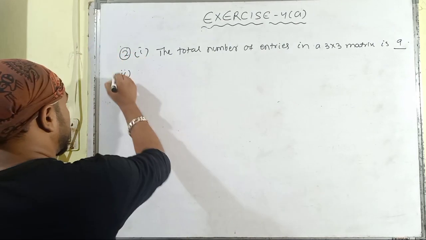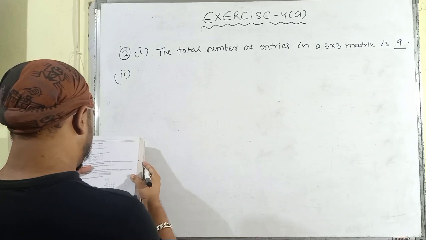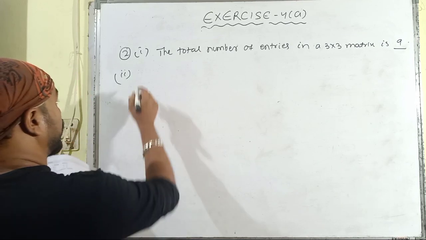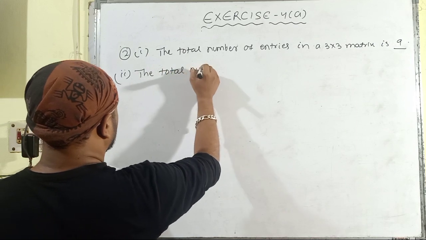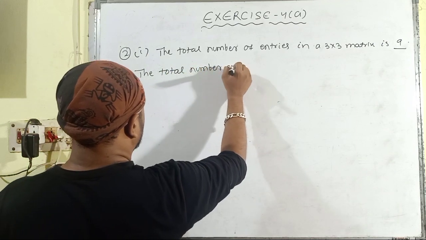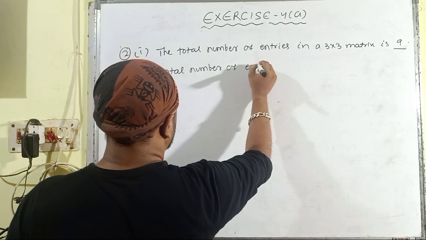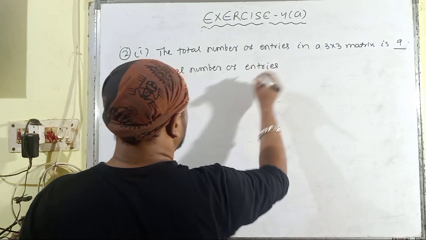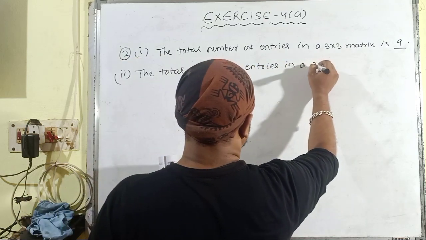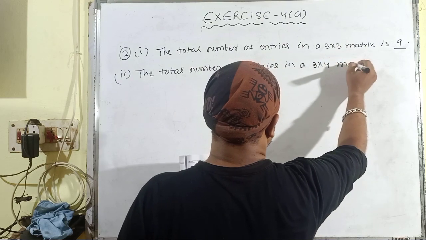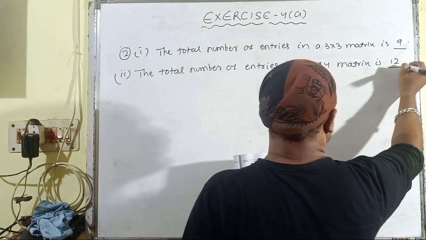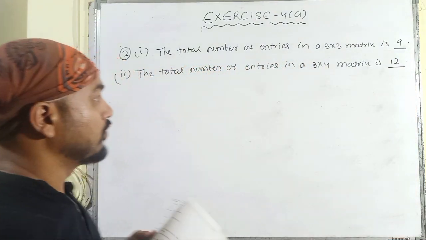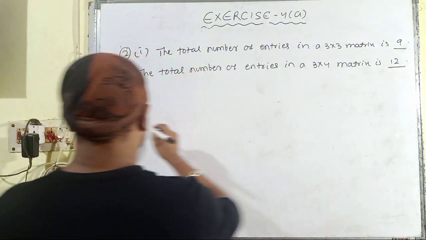Then the second one is here. It is a matrix of order 3 cross 4. The total number of entries in a 3 cross 4 matrix is 12. Just multiply 3 with 4, then it will be 12.